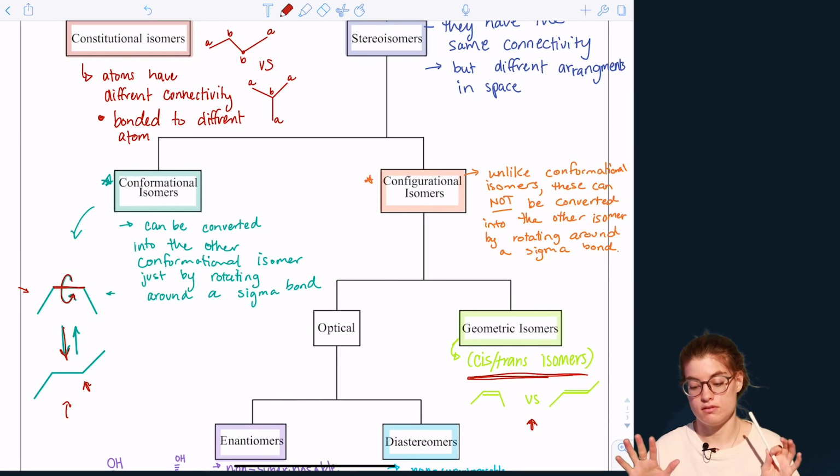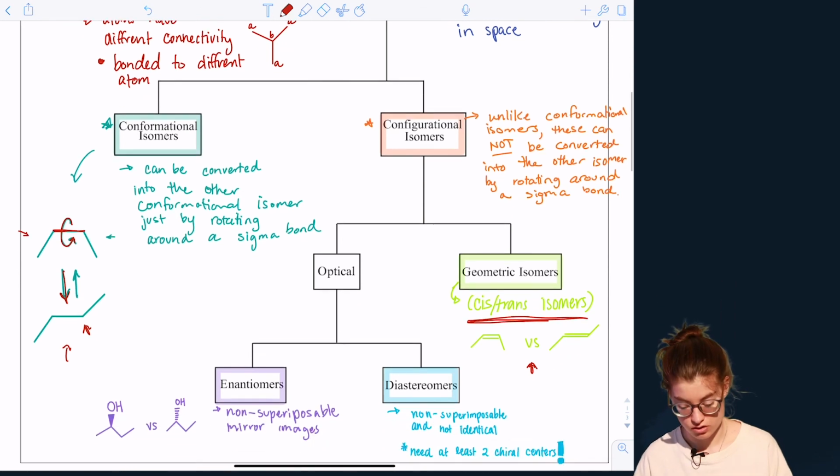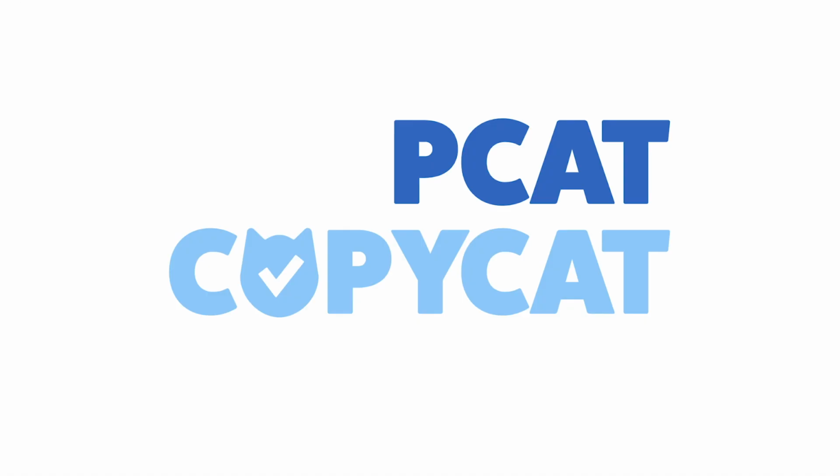Really, the thing about these definitions is you just have to memorize them. Practice will help, making flashcards will help, but at the end of the day, you're just going to have to memorize these terms and their definitions.